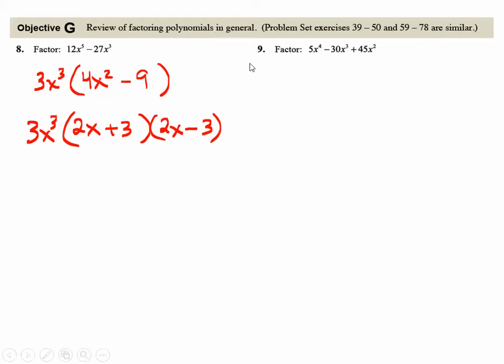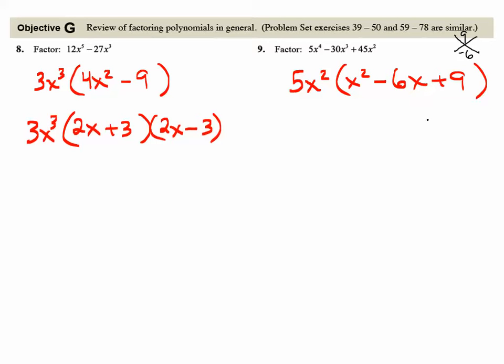Cool. Next one. 9. Is there a greatest common factor, and what is it? 5x squared has to go on the outside. The leftovers then would be x squared minus 6x plus 9. Okay, this one is the one that you can do the little x box on, right? Two numbers, let me do it up here. Two numbers multiplied to 9, add to negative 6. Cool, yep, negative 3 and negative 3, that would work, yep.